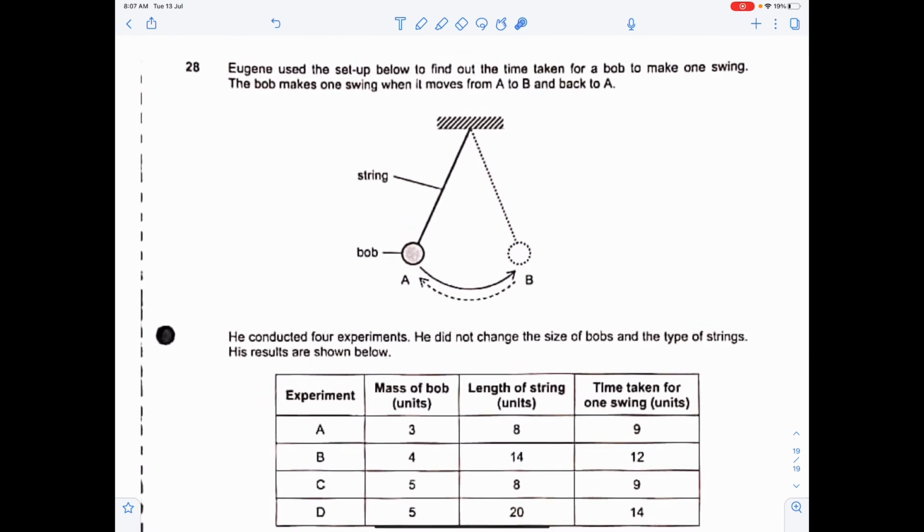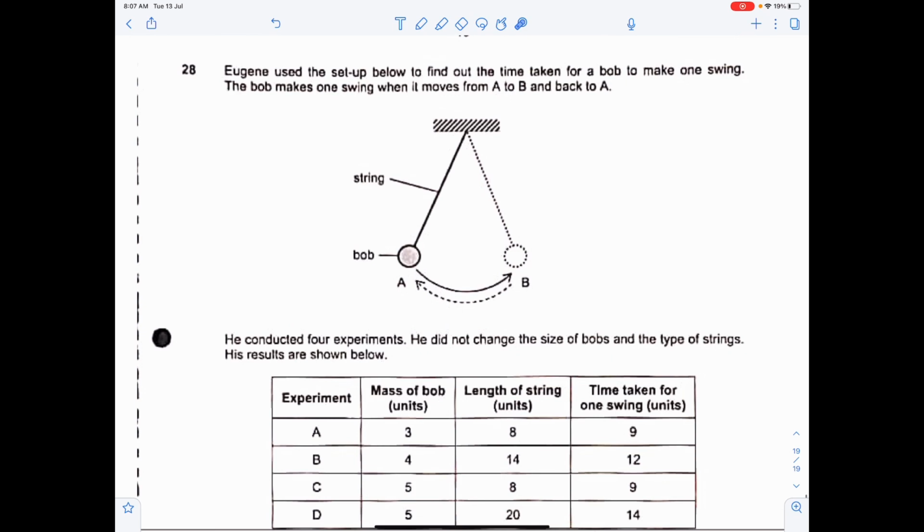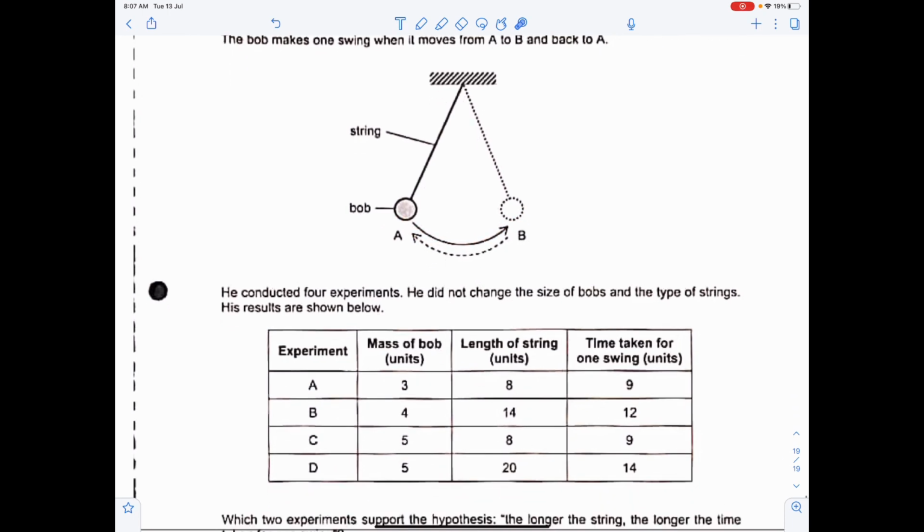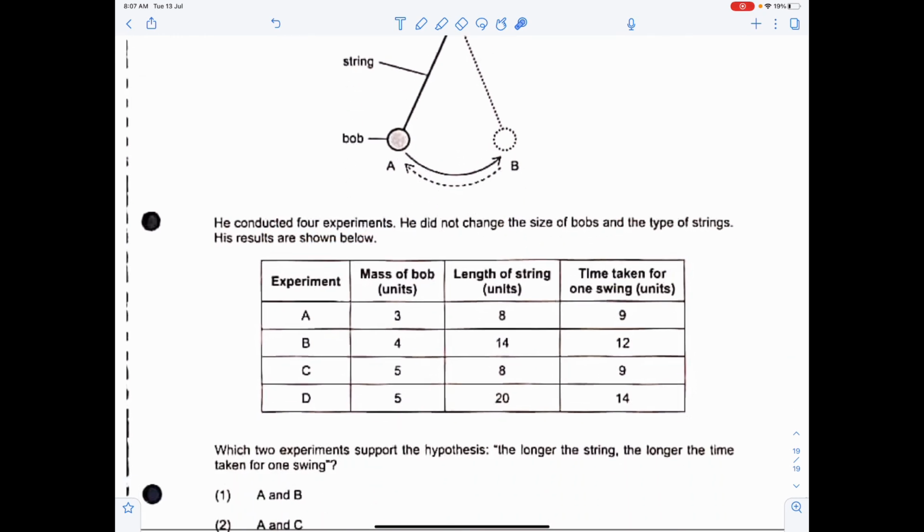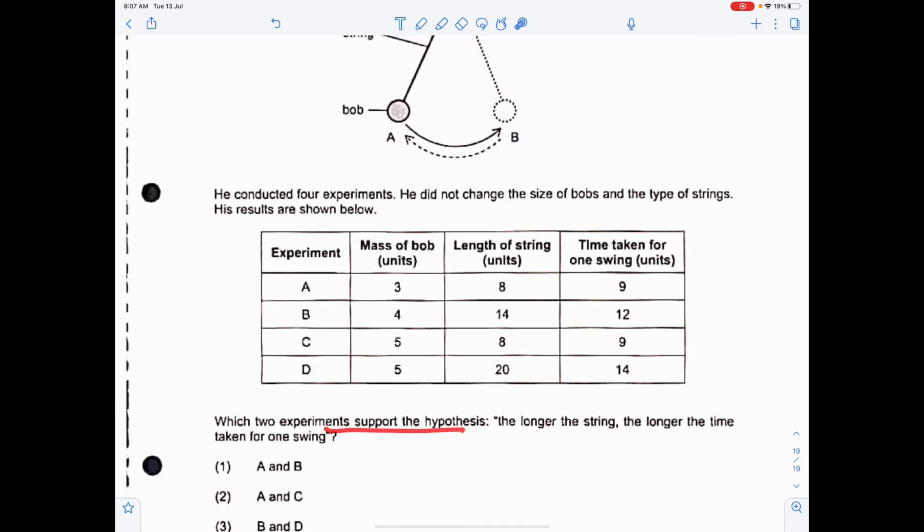Next. Eugene used the setup below to find out the time taken for a bob to make one swing. One swing is actually from A to B and then B back to A. This is one swing. He conducted 4 experiments. He did not change the size of the box and the type of strings. His results are shown below. Which 2 experiments support the hypothesis? The longer the string, the longer the time taken for one swing.